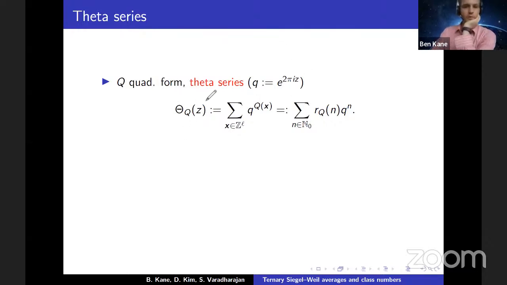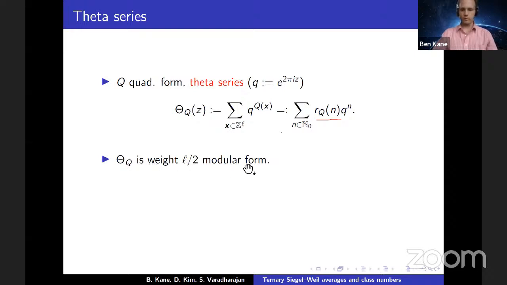Now, from these quadratic forms, we can form a theta series, which essentially counts the number of ways that you can write an integer n using the quadratic form. So r_Q(n) is just the number of ways to write n as Q(x) = n. So this is q to the Q(x). And then if we group together all the ones where Q(x) is equal to n, you get this sum on the right.